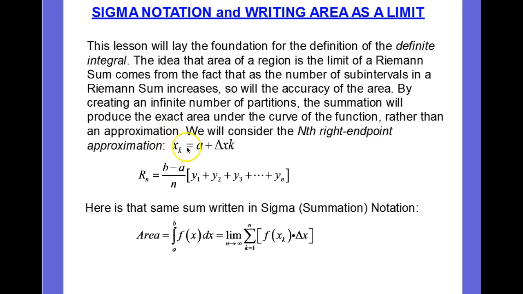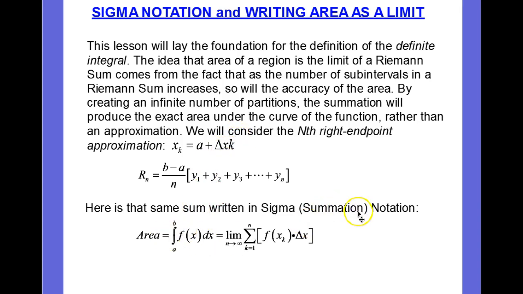So how do we calculate the individual xk's? Well, we take the lower value of our limit, a, and we add to that delta x, that's the width of our rectangle, and we multiply that times k, which is the index of the rectangle that we're looking at. And that just gives us an x value located on the x-axis for the midpoint of the particular rectangle that we're looking at.